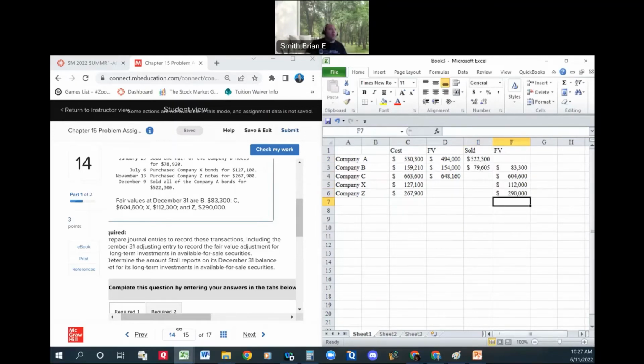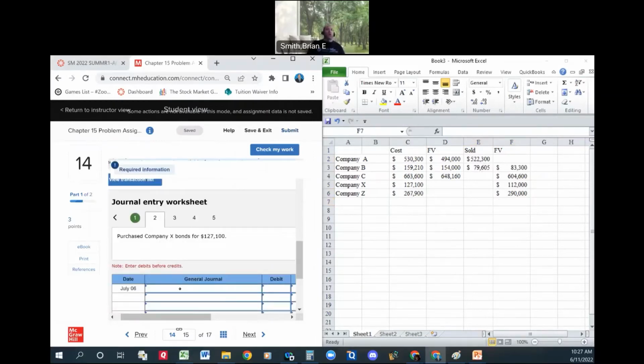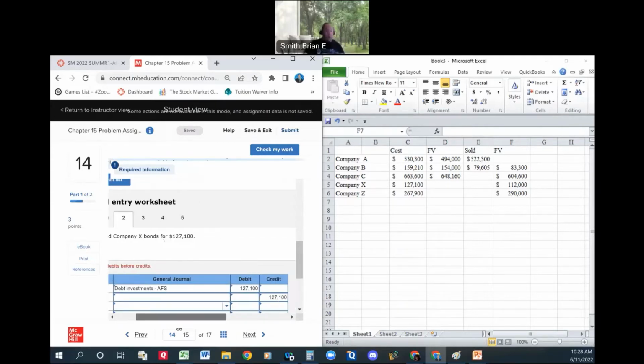Let's go down here and make these journal entries. Purchase Company X bonds. So we're going to say available for sale debt investments, debit Company X 127,100. Cash 127,100. Did I do that right? I think, okay, yeah.